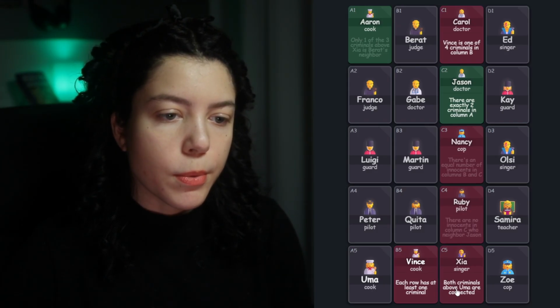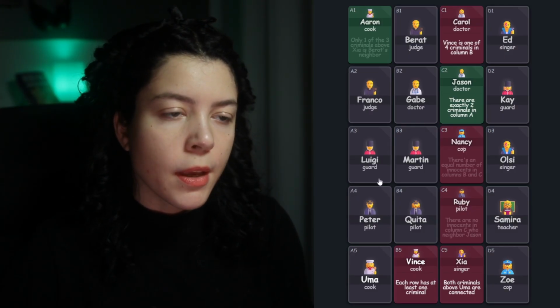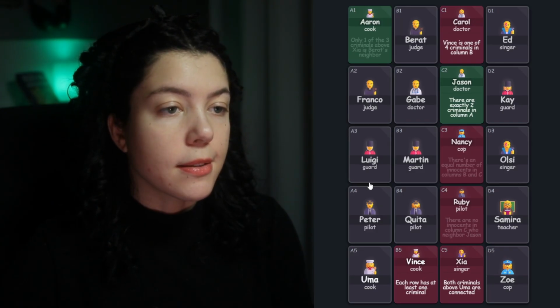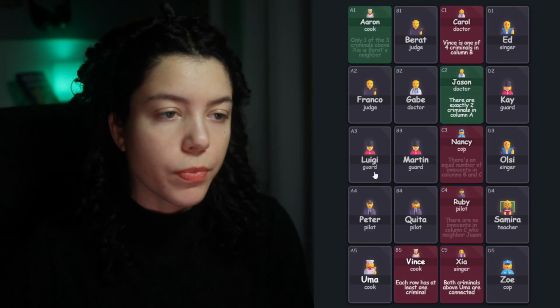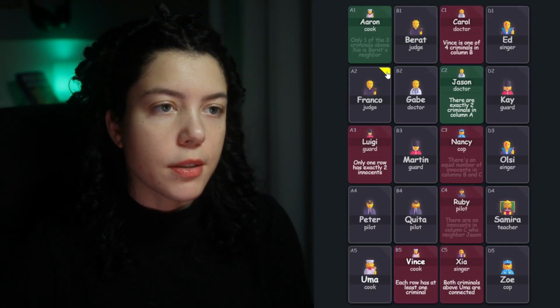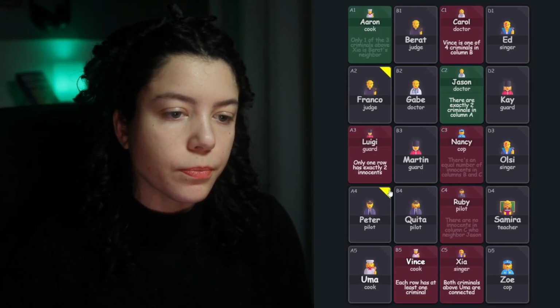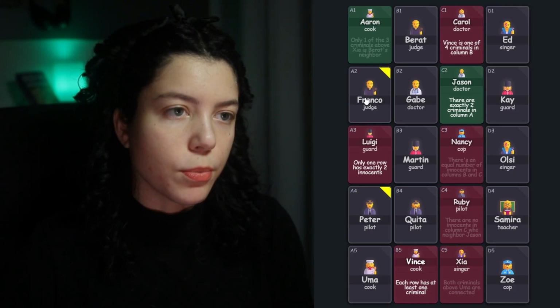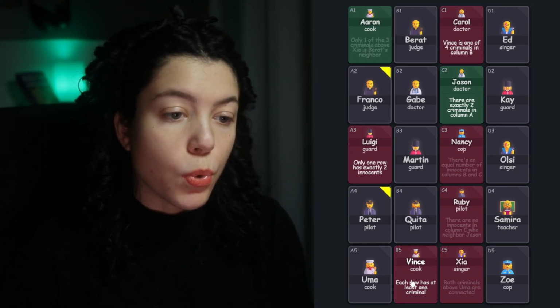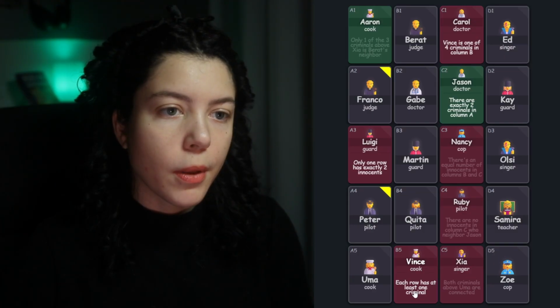Sia says that both criminals above Uma are connected. So there's 2 criminals above Uma and 3 people who could be criminals, but only one of those 3 is connected to any of the other 2. That's Luigi. So he has to be one of the criminals, and the second criminal is either going to be Franco or Peter. Now we don't need Sia's clue because we have the tags. Vince says that each row has at least 1 criminal.